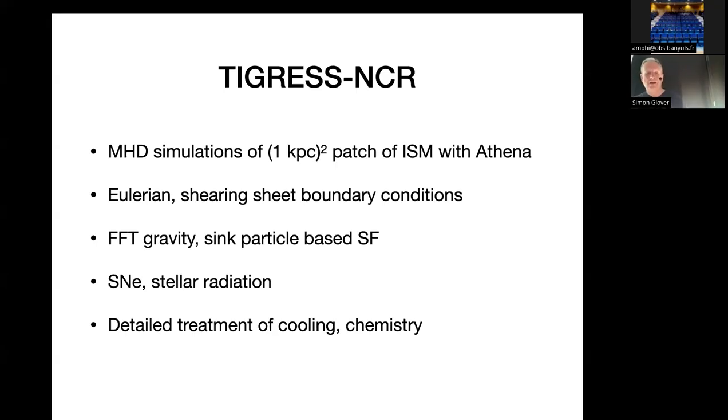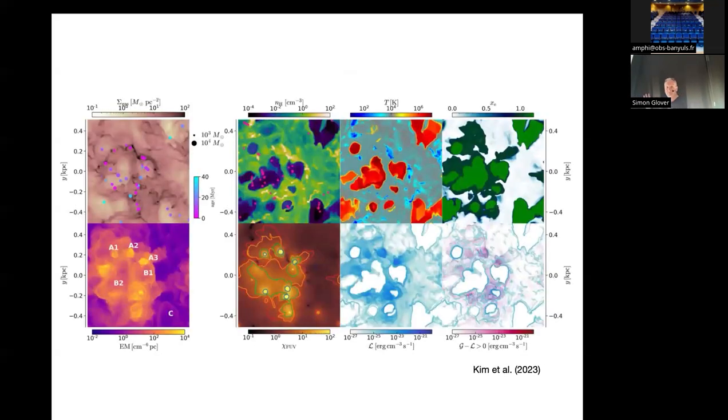They have pretty detailed treatment of cooling chemistry. They have supernovae, they have stellar radiation, sink particle-based star formation, and they make results that look quite like this. So you see you have a good representation of GMCs, of ionized regions with bubbles of hot gas, most of the volume being filled with warm gas, and then these denser GMCs.